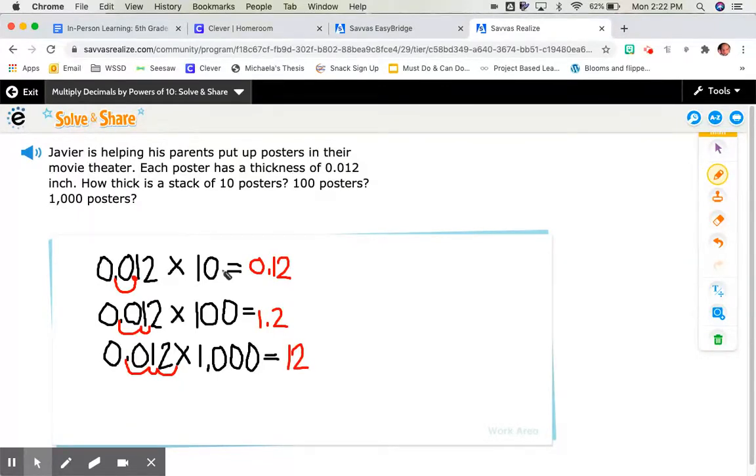So if I have 10 posters, it's going to be 12 hundredths inches thick. If it's going to be 100 posters, it's going to be 1.2 inches thick. And if I have 1,000 posters to hang up in Javier's parents' movie theater, I'm going to have 12 inches thick of posters, which is a foot. So better hold them carefully. That'd be a lot of posters to drop.